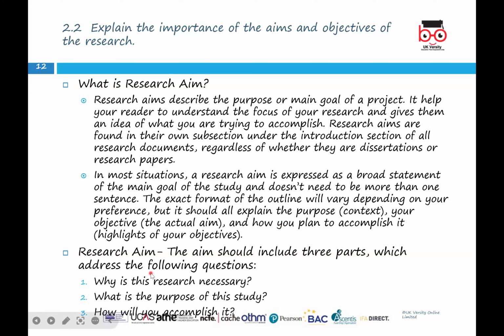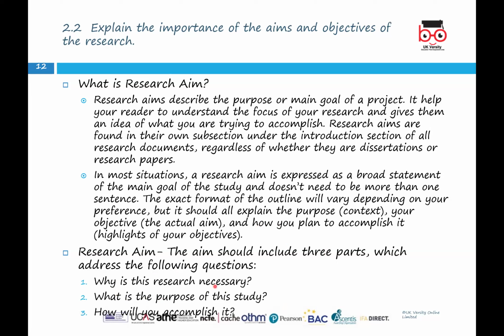Your research aim could have 3 parts, for instance. Why is this research necessary? What is the purpose of this study? How will you accomplish it? So for instance, I want to see the waiting hours of patients. Why is it necessary?